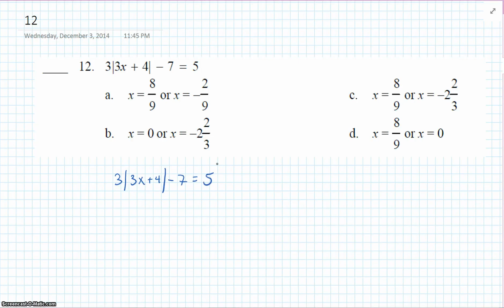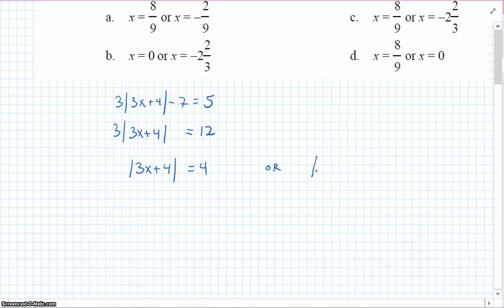Well, let's add 7 to each side. So I get 3 absolute value of 3x plus 4 equals 12. Divide each side by 3, so I'm going to get absolute value of 3x plus 4 is equal to 4. All right, now, since I have absolute value signs, I'm going to get rid of the absolute value signs, because 3x plus 4 could equal 4 or 3x plus 4 equals negative 4. So now I just solve for both these equations.